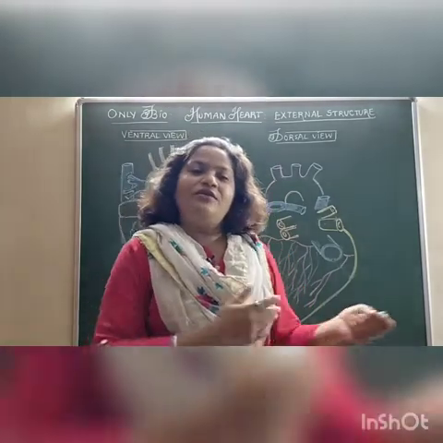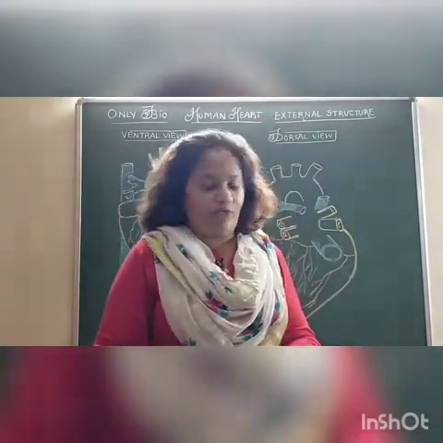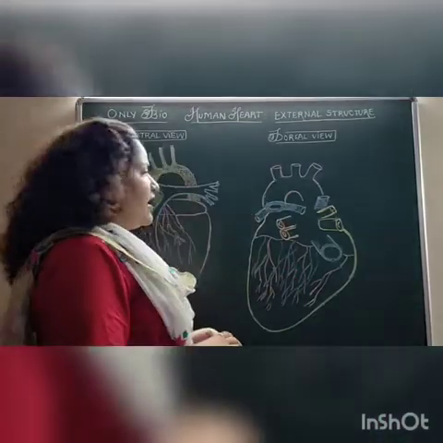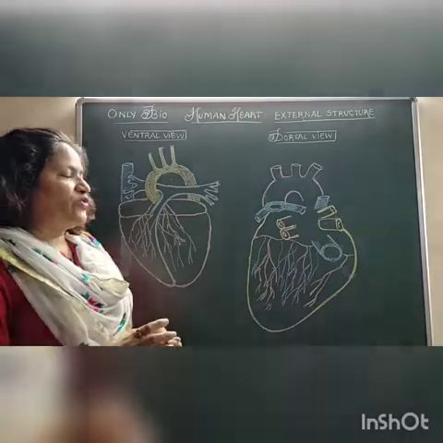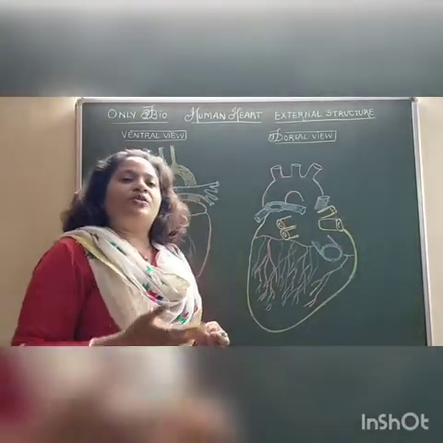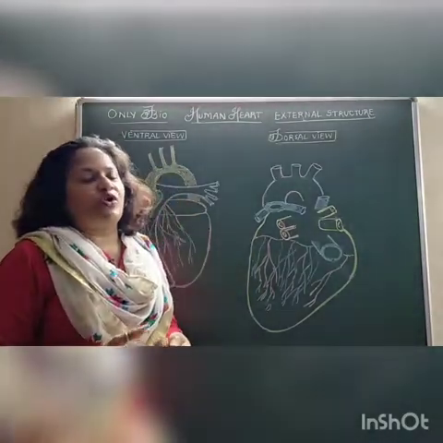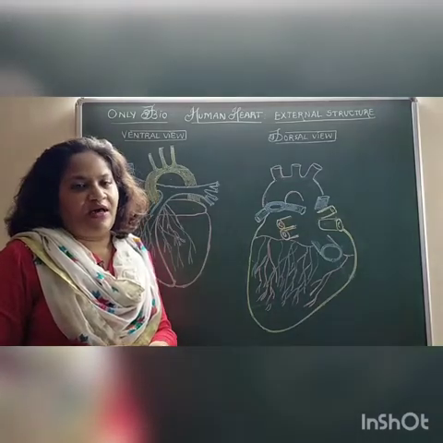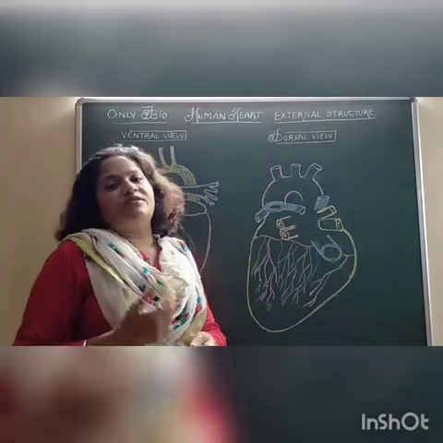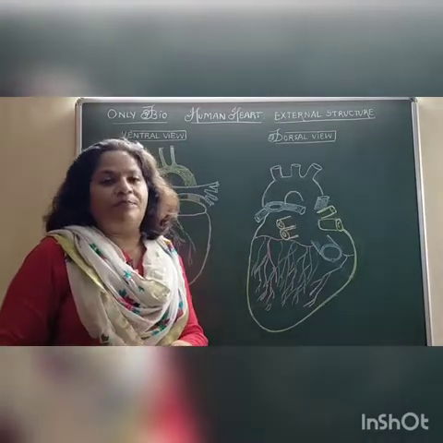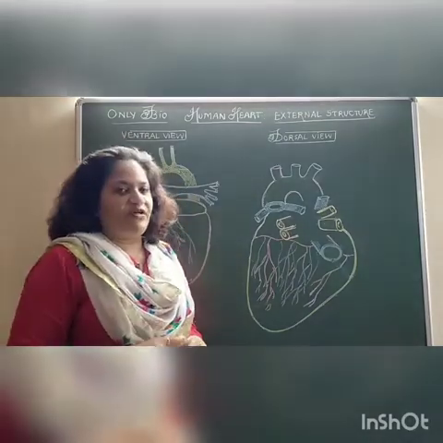Now here we start with the external structure of the human heart. The human heart is perfectly four-chambered. The upper two chambers are the receiving chambers, called the auricles or atria, and the lower two chambers, which are slightly thicker, are the distribution or pumping chambers, called the ventricles.